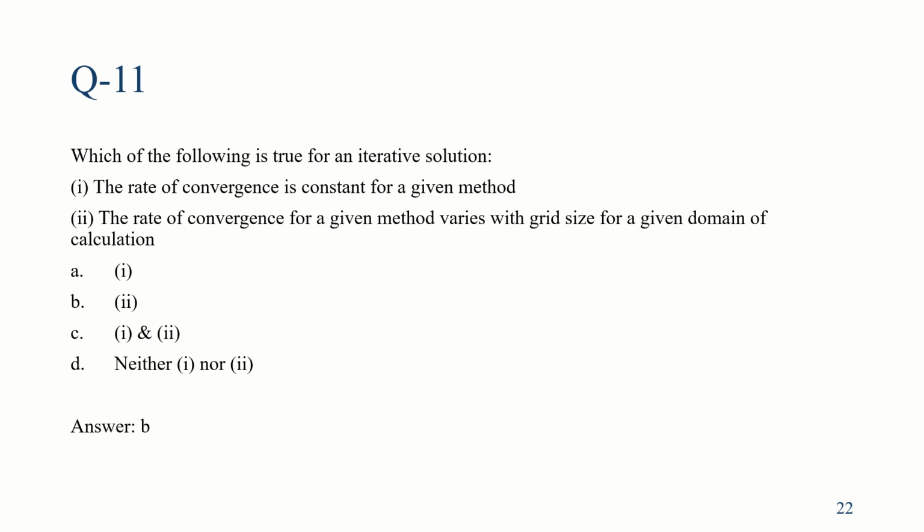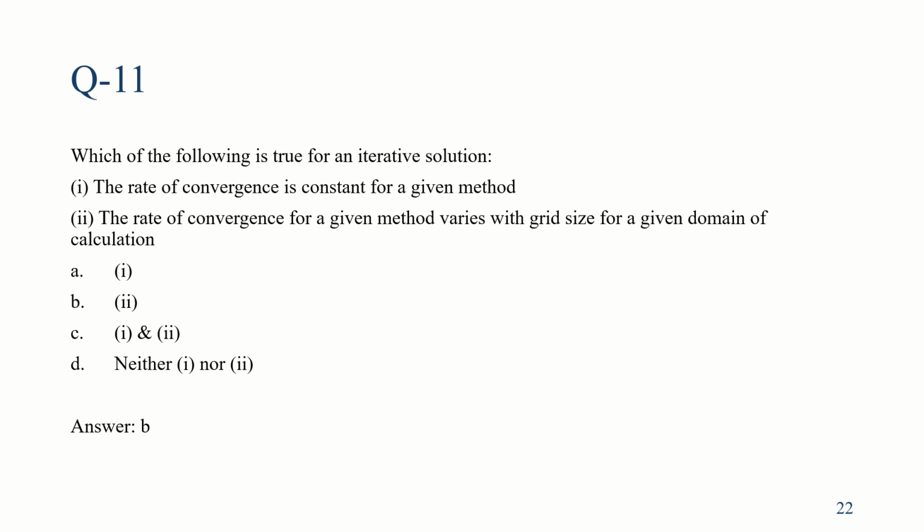So we have a certain domain, and the rate of convergence for a given method is varying with grid size. So grid size varies from smaller to higher and highest. If the grid size is small, there would be one rate of convergence, and if the grid size is large, the rate of convergence would be different. So the rate of convergence is depending on the grid size for this particular domain of calculation.